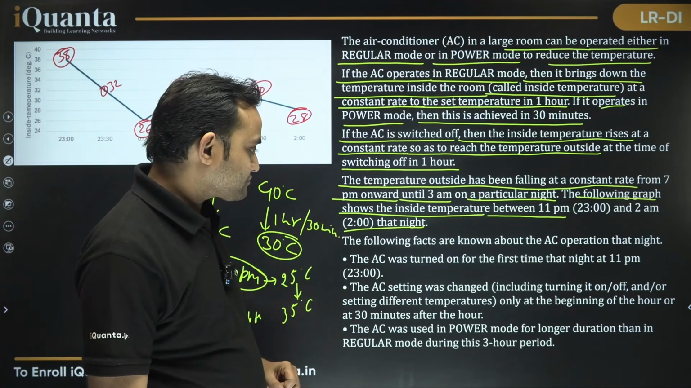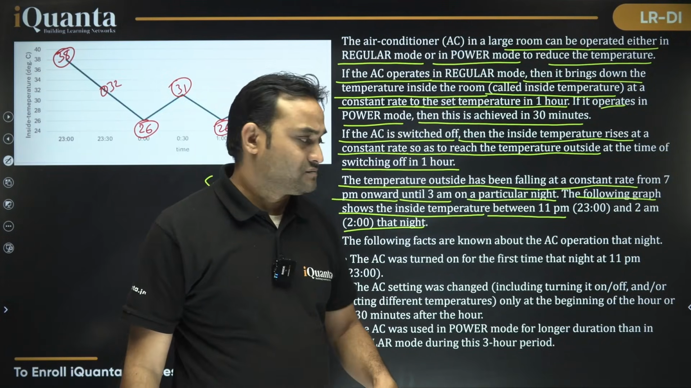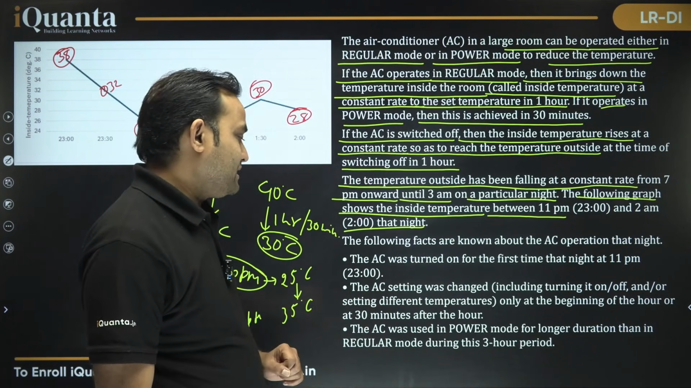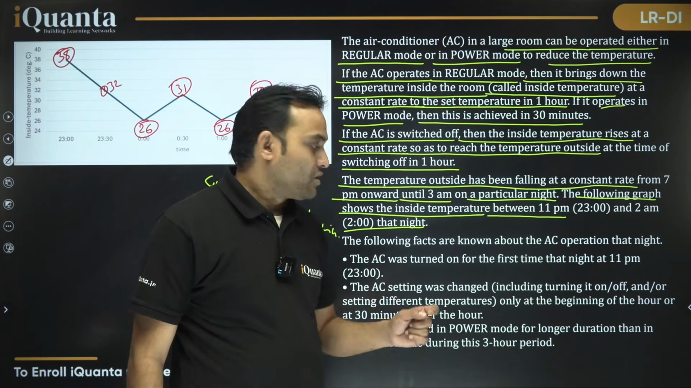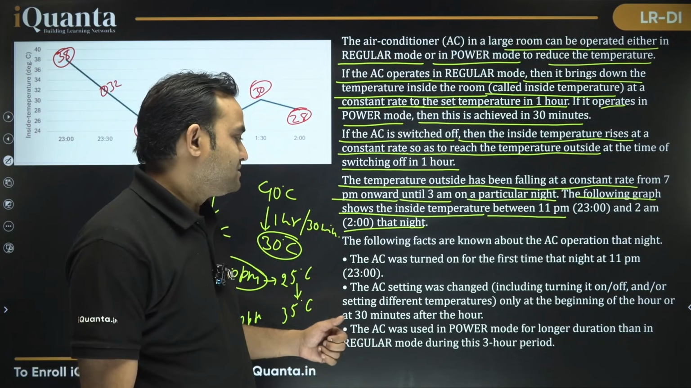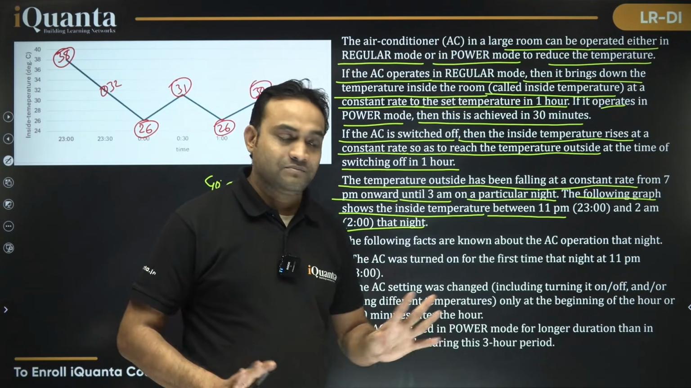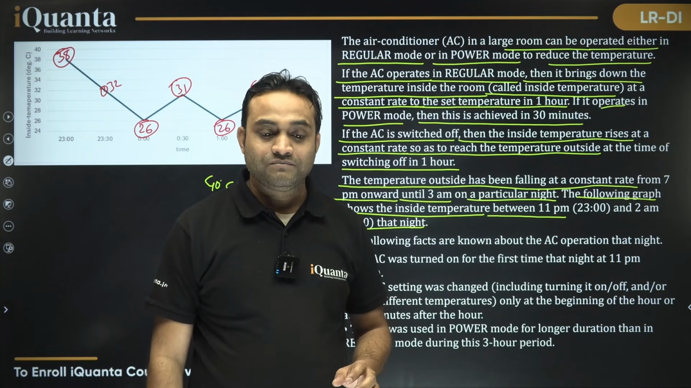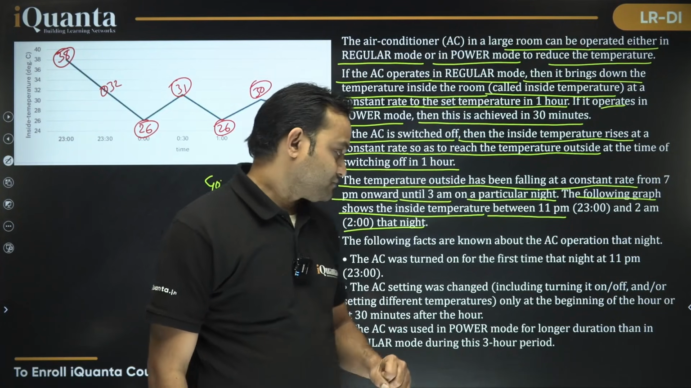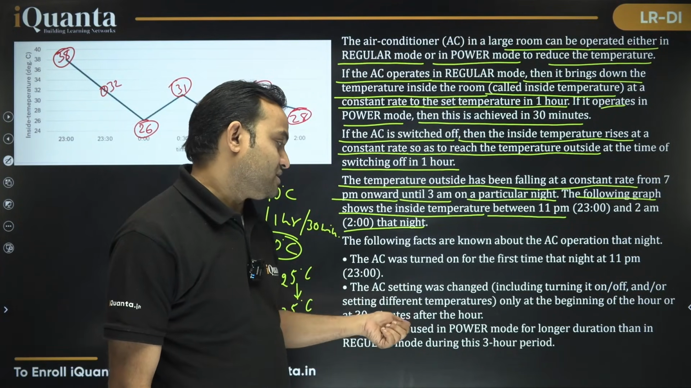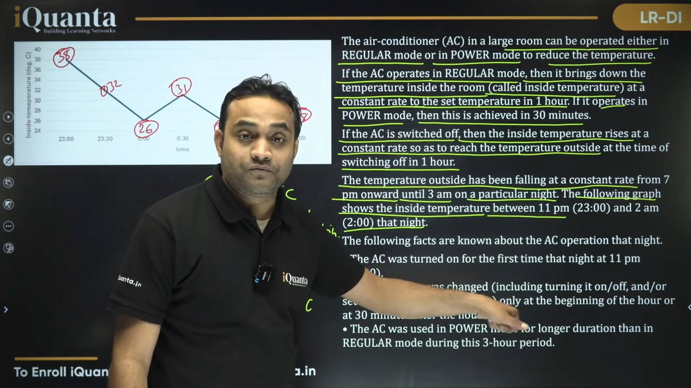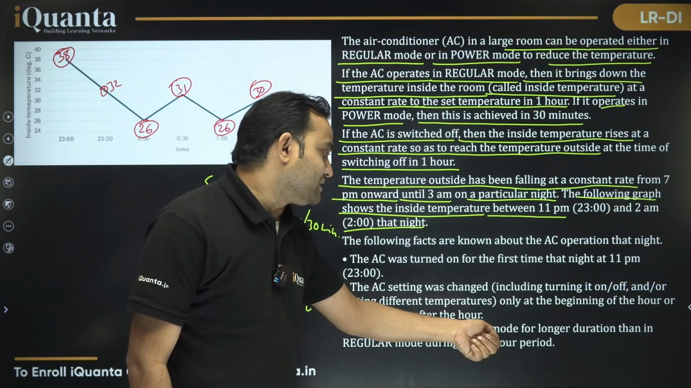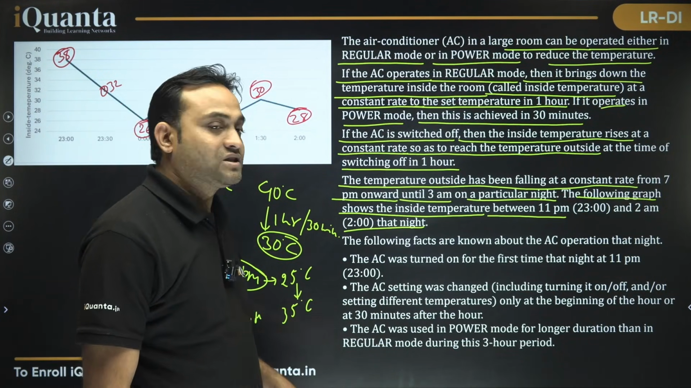Some information has been given. It says the following facts are known about the AC operation that night. The AC was turned on for the first time that night at 11 p.m. So that is when people are going to sleep, and they start the AC. The AC setting was changed, including turning it on or off and/or setting different temperatures, only at the beginning of the hour or at 30 minutes after the hour.